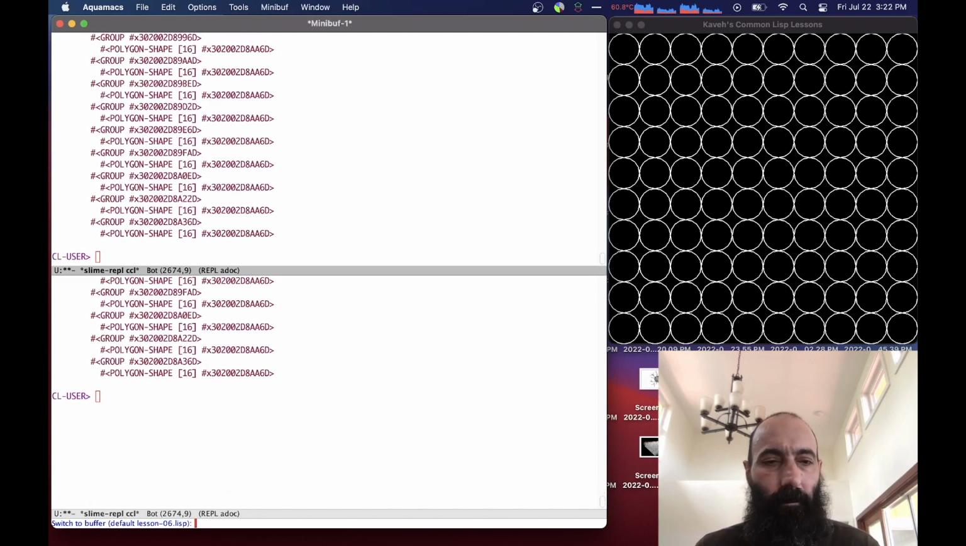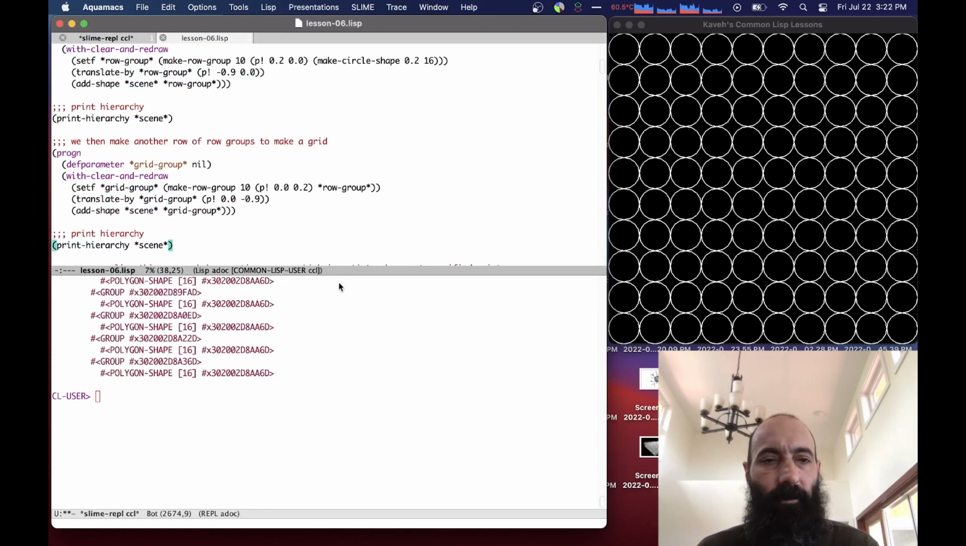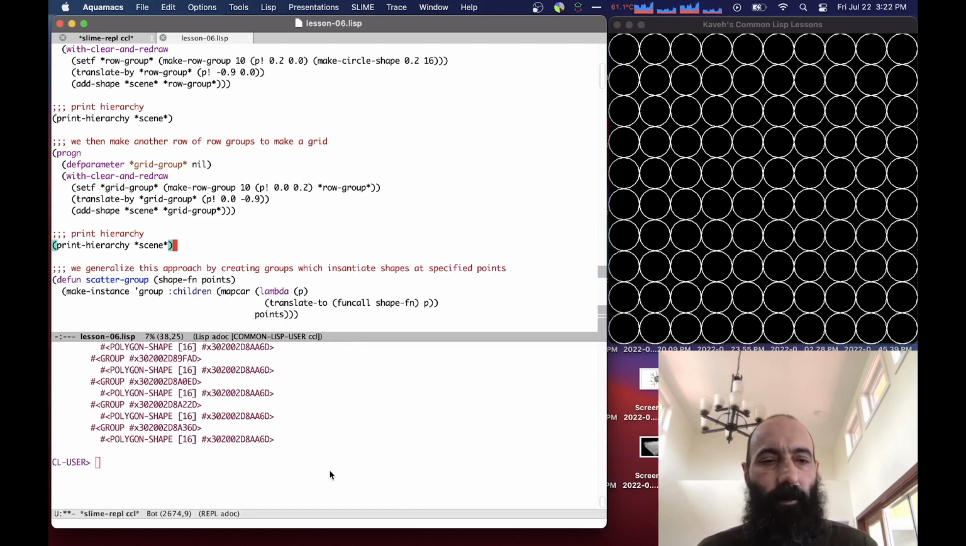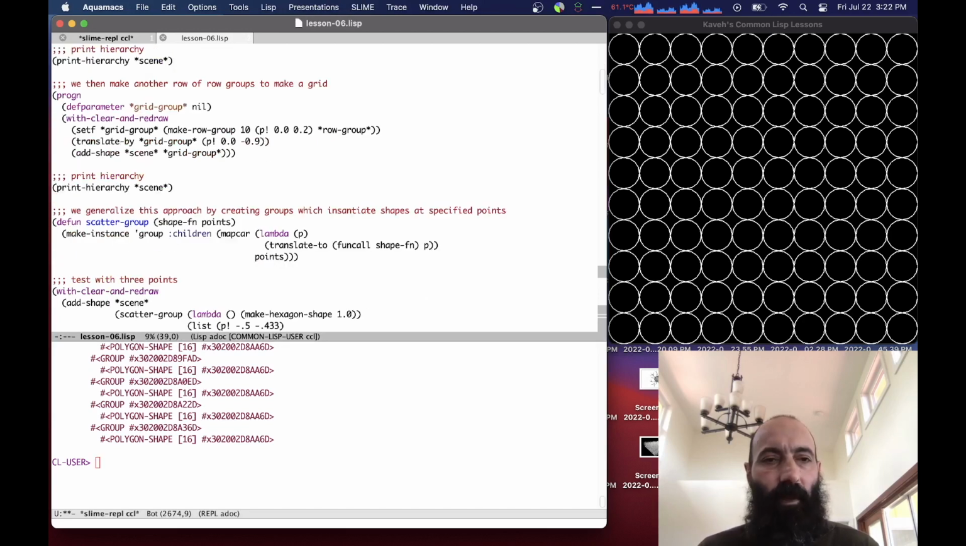All right. So let's see what else we can do with our hierarchies. So we had scatter shapes, which basically created shapes at different points in space. So we can create another thing called scatter groups. And scatter groups takes another shape function and number of points, so it has pretty much the same signature, except that it creates a group containing those shapes.